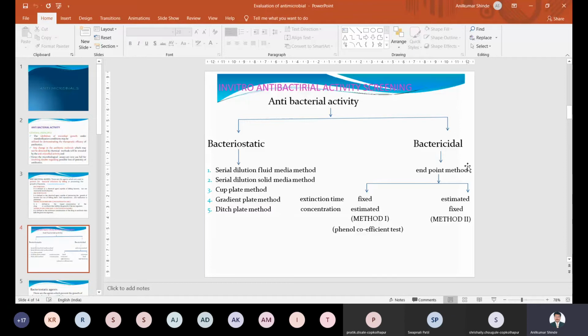Then the bactericidal activity, whether this antibacterial agent can kill the microorganisms or not, can be determined with these two methods, method 1 and method 2. Method 1, we already said, is the phenol coefficient test. The phenol coefficient of phenol should be 1. If the test disinfectant gives the same effect as the phenol disinfectant, it is 1. If it is more than 1, it means the disinfectant solution has higher activity than phenol. Understand it? So you can calculate the extinction time, meaning how much time is required to kill the organisms, and how much concentration is required to kill the organisms. These are the two parameters calculated with this bactericidal activity. Right? So we'll see this in brief.